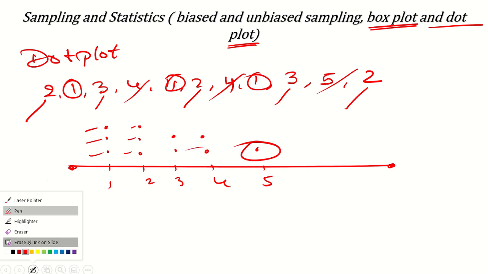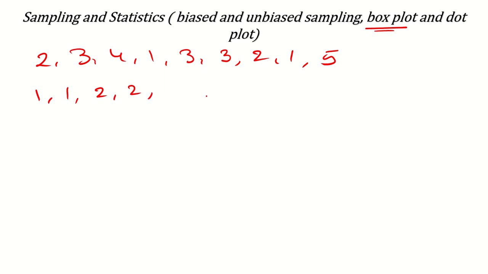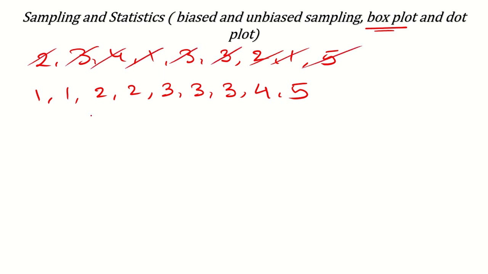Now what is a box plot? For the box plot you need so many things. For example, if I take the same numbers 2 3 4 1 3 2 3 2 1 5, like this, okay. So first of all, to draw the box plot you must write the numbers in increasing order, or decreasing order, because we want to find the median, quartile, everything. So 1 1, 2 2, how many times? 2 times, finish. 3 three times, then 4 and then 5.